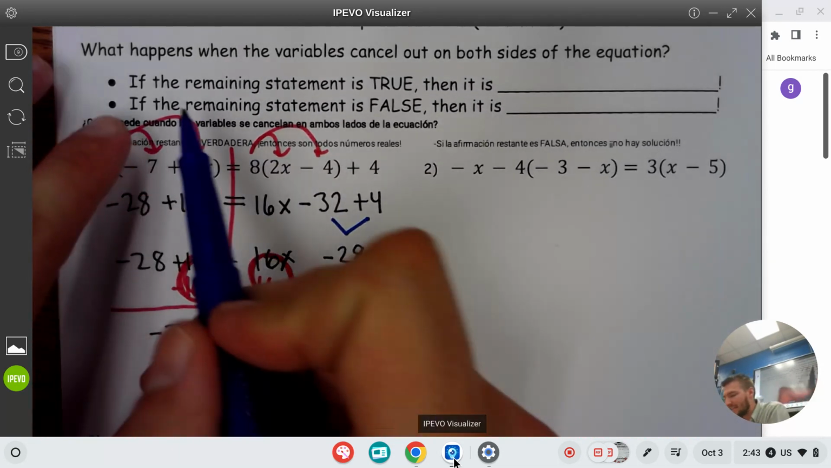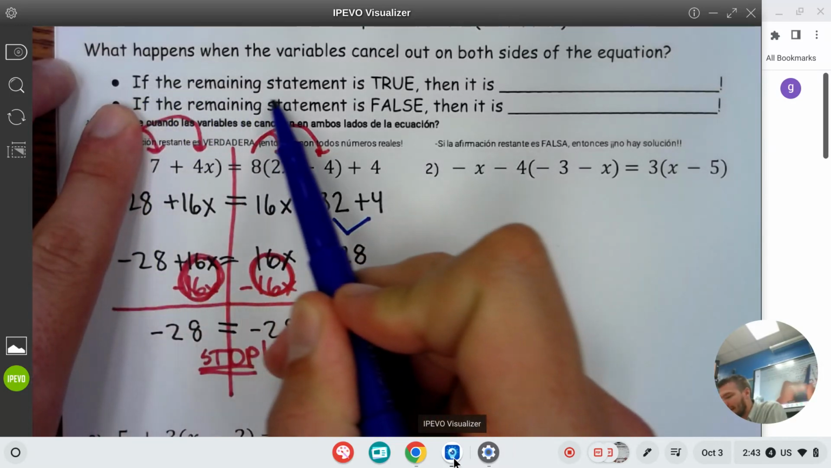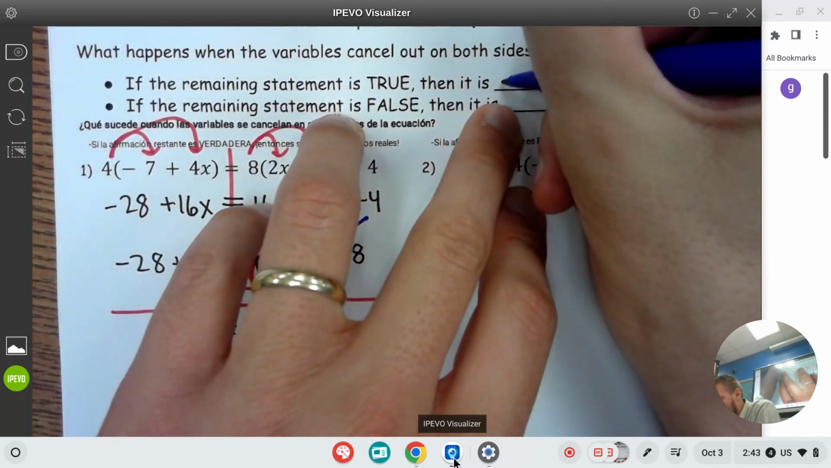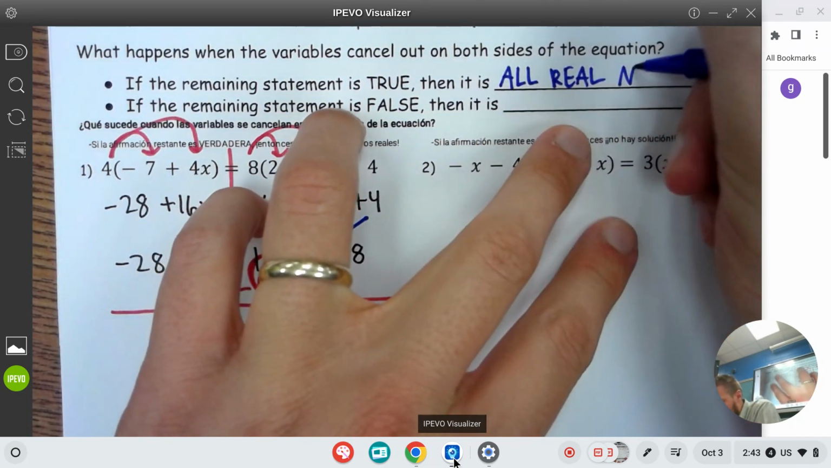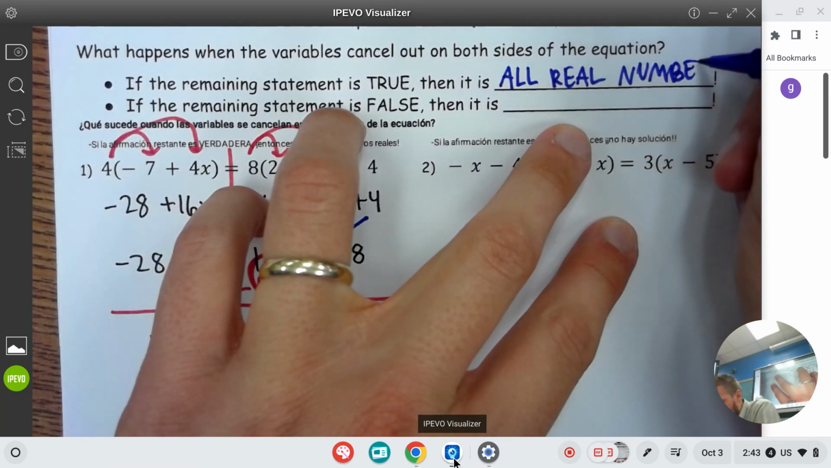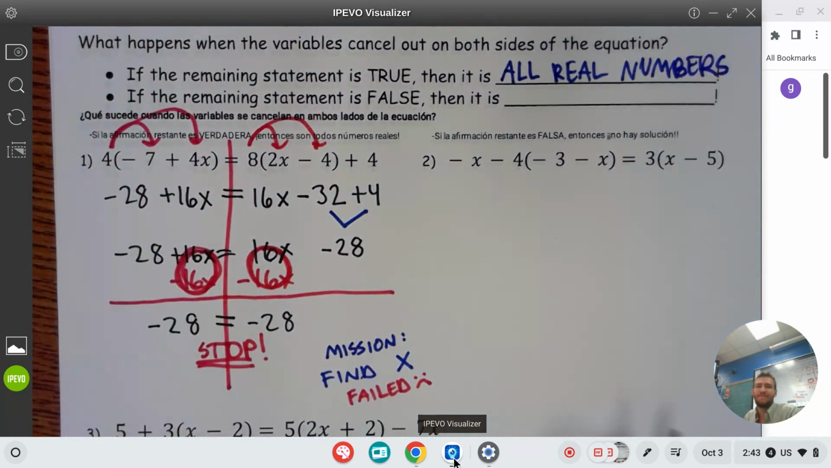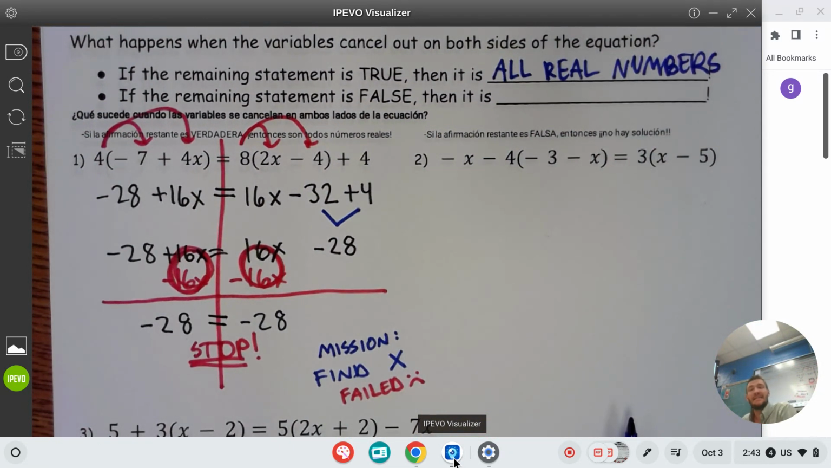That's a true statement. If the answer is true, look up here on the top. If the remaining statement is true, then it is all real numbers. Okay? We get a little 3-word finish. Basically what that means is every single x number works. No matter what x you pick, it will work. If you pick 1, it'll work. If you pick 2, it'll work. If you pick negative 32 divided by 7, it will work. Every single x number ever will work.